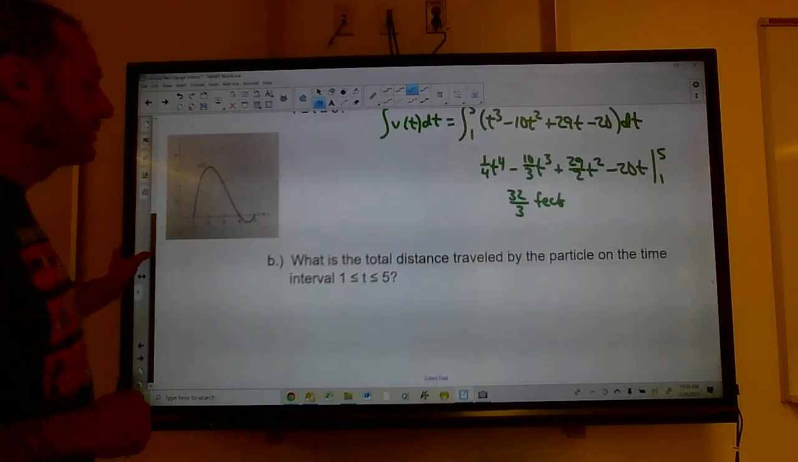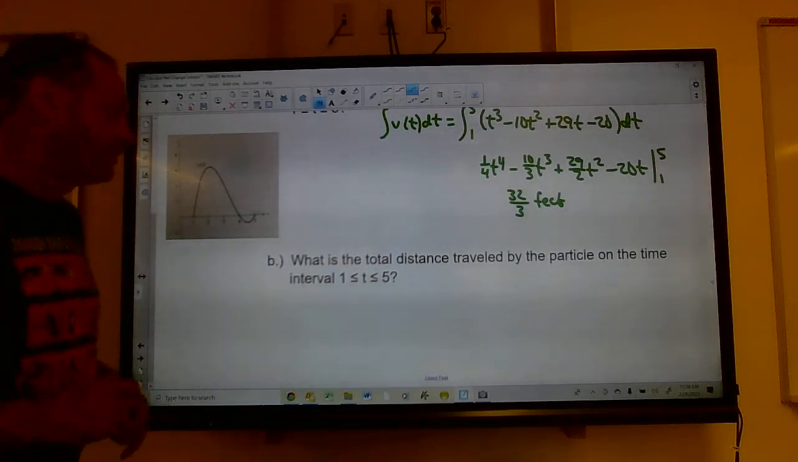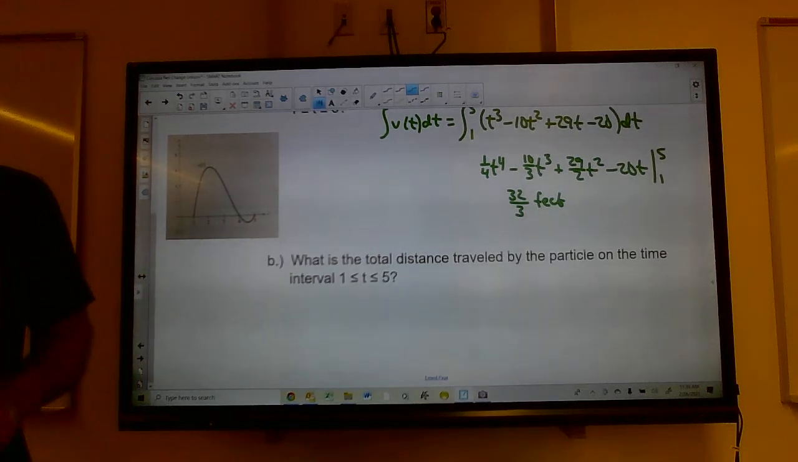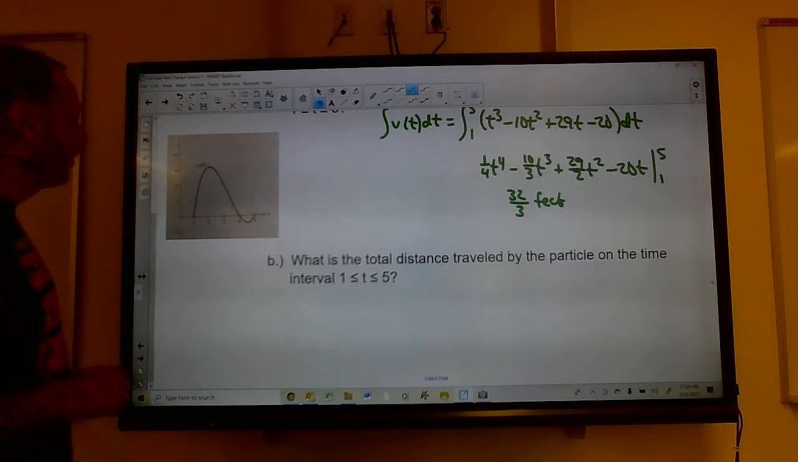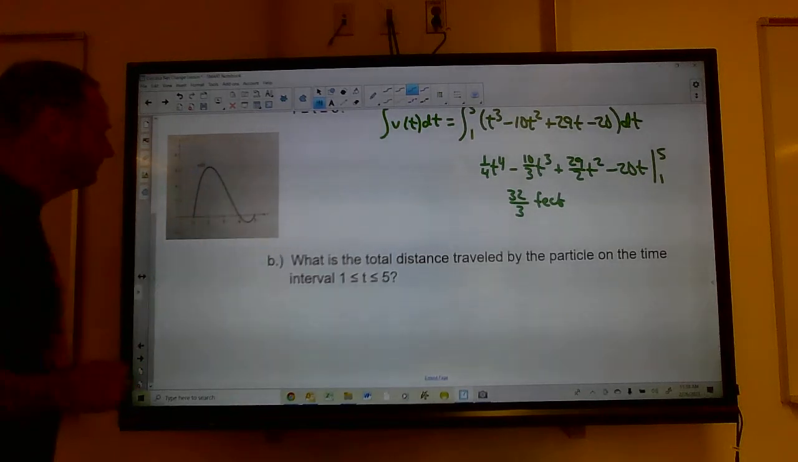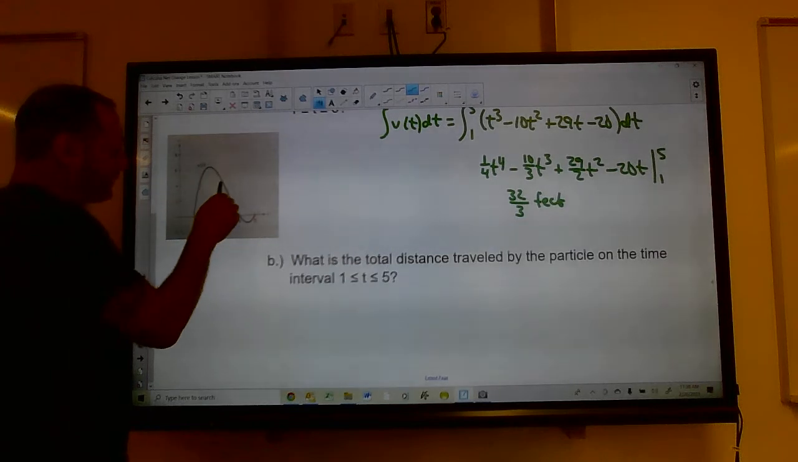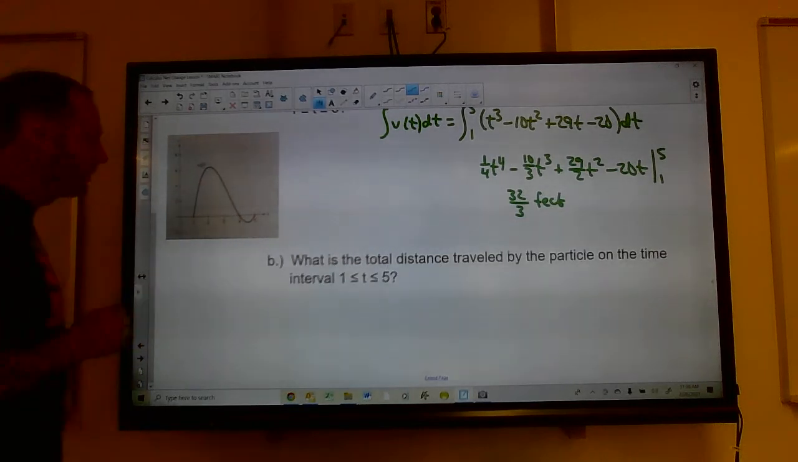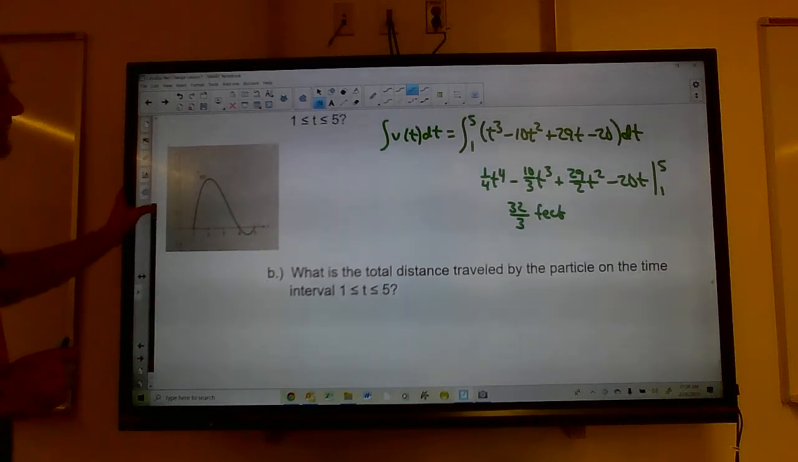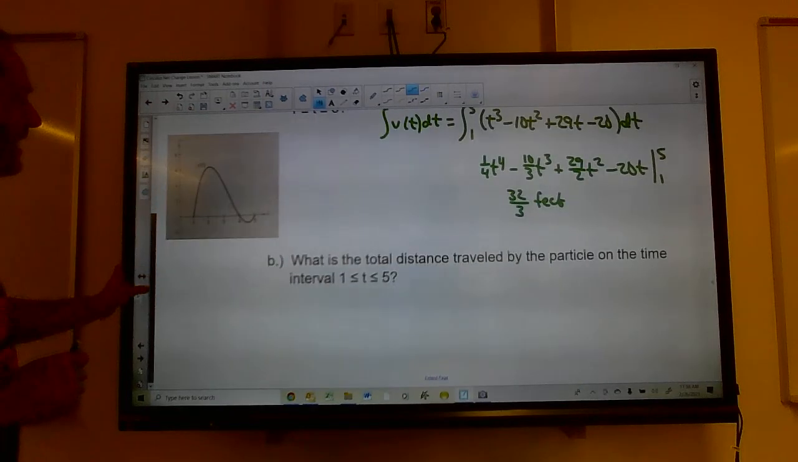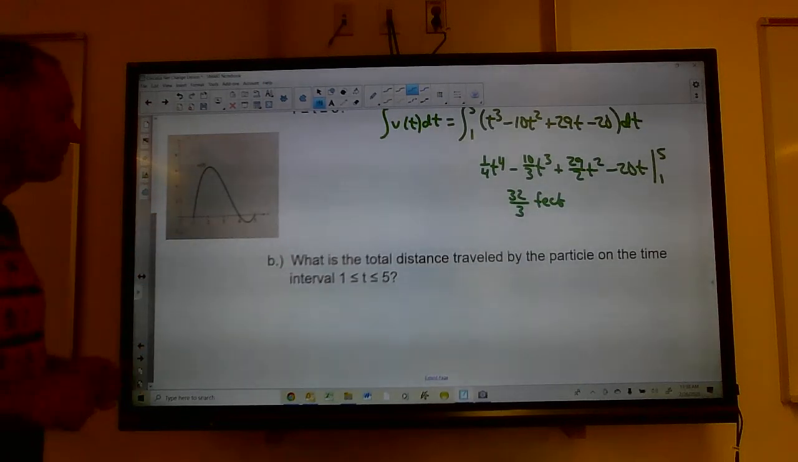Now what is the total distance traveled by the particle in this time frame? This is a different thing. So this is the graph right here. This thing has a positive velocity from 1 to 4 seconds, and then it has a negative velocity from 4 to 5.